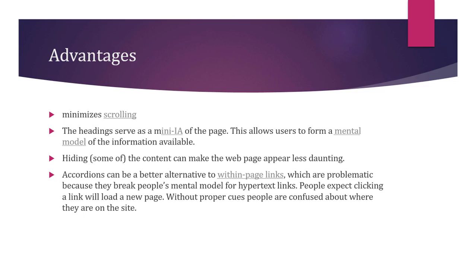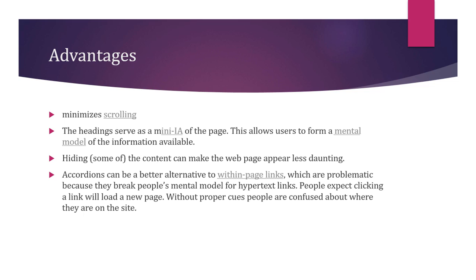Hiding some of the content can make the web page appear less daunting. Suppose you have a lot of information and people come to your page, the information will be daunting, in the sense fearful. It will make them afraid. So if you want to make people less afraid or make them happy, you should present very little data in an easy manner, and for this purpose we use Accordion.